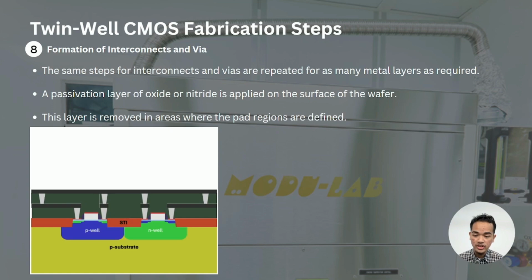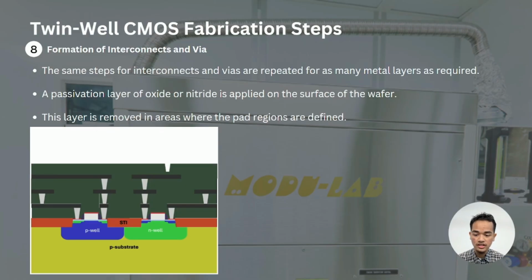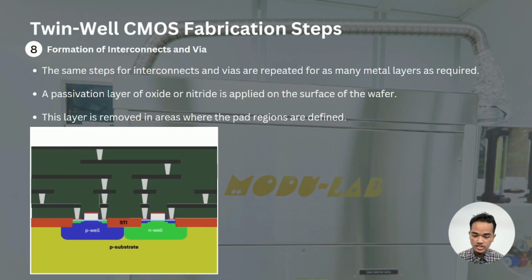The same steps for interconnects and vias are repeated for as many metal layers as required, according to the design of the IC. After the last metal layer, a passivation layer is applied on the wafer surface and removed where pad regions are defined. And with this, we have successfully fabricated a twin-well CMOS.